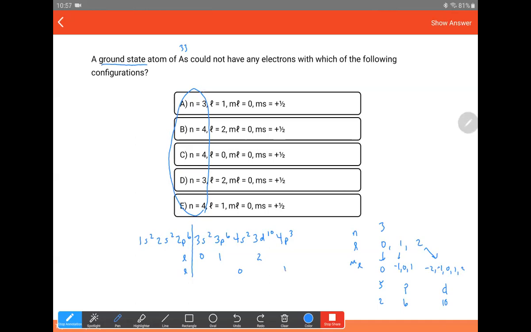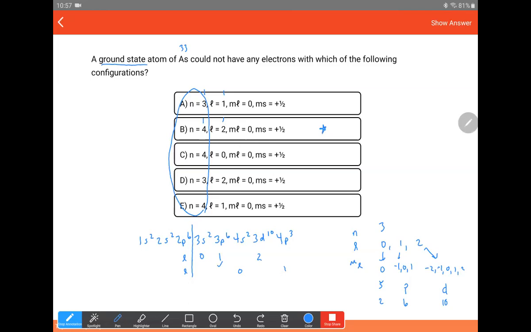And so here we have n equals 3 and l equals 1. We see that here, so that's good. Here we have n equals 4 and l equals 2. So already we're looking at an issue. So we've got 4s, but we have no l equals 2. That would be a d, that would be 4d. So this one's looking not good.